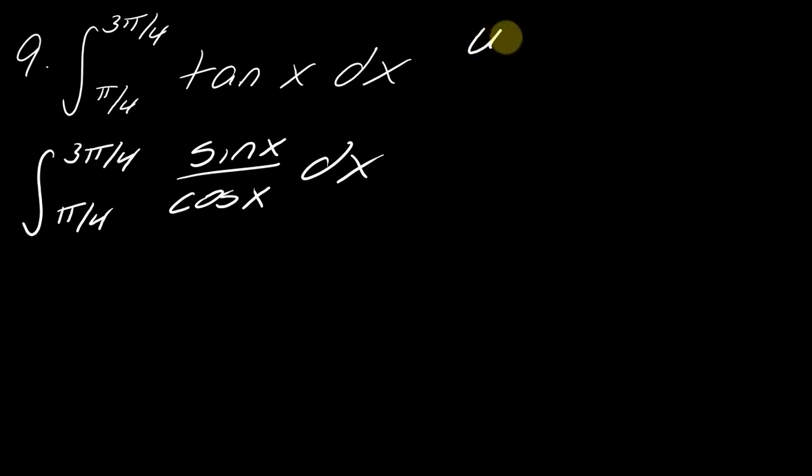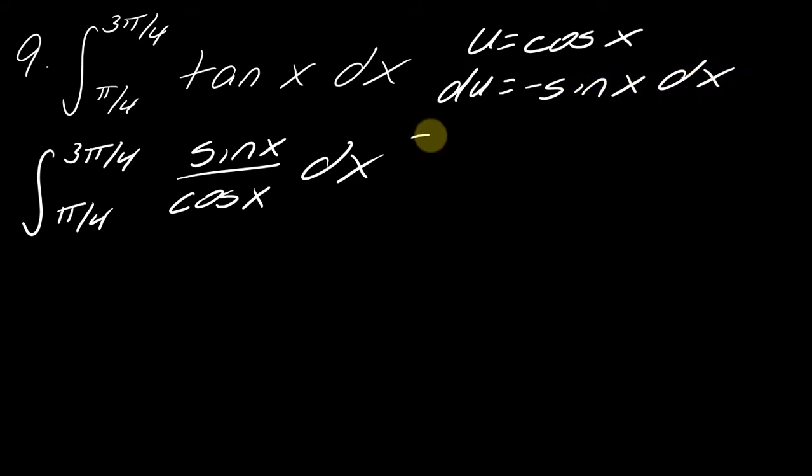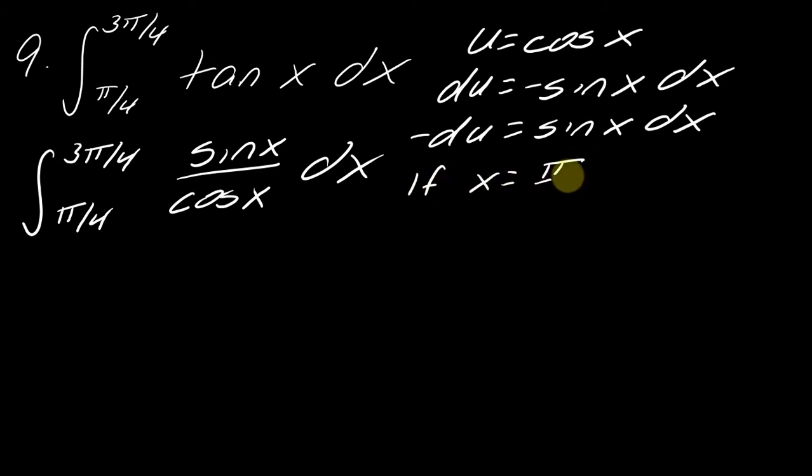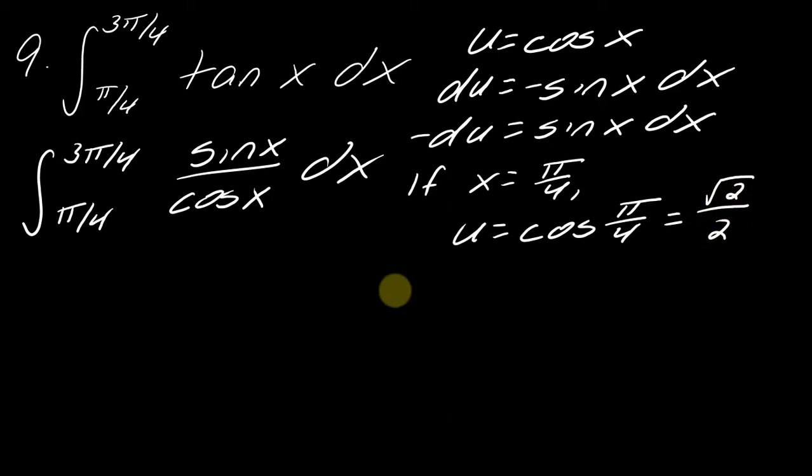In this case, my u will be cosine of x, and then my du will be negative sine of x dx, which would make negative du equal to sine of x dx. And then I also want to switch my limits of integration. So if x is equal to pi over 4, then my u is cosine of pi over 4. You have to think about your unit circle, what does that equal? This is the square root of 2 over 2.